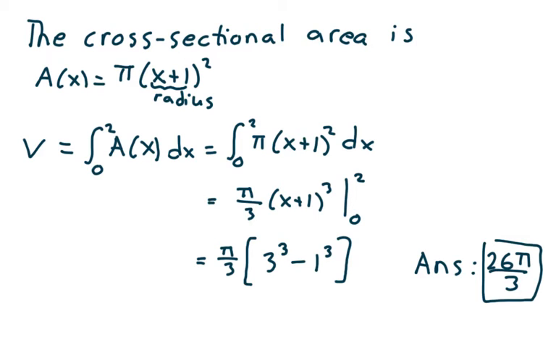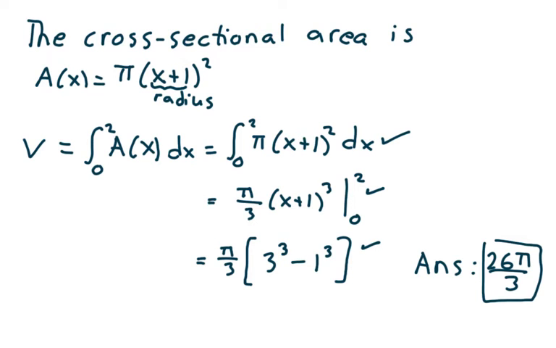So then we're going to get the integral from 0 to 2 of pi times (x plus 1) to the second dx, but that's pi over 3 times (x plus 1) to the third, evaluated from 0 to 2. So I'm going to pull the pi over 3 out in front. If I plug 2 in for x, I get 3 to the third. If I plug 0 in for x, I get 1 to the third. So I get pi over 3 times (3 to the third minus 1 to the third).